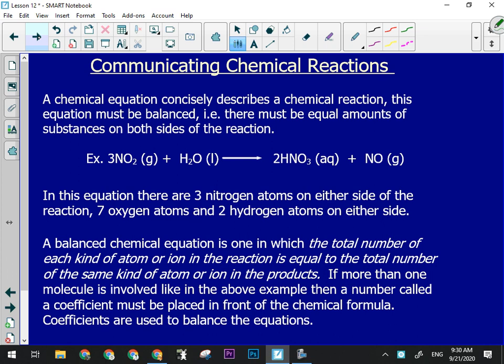How many oxygens on this side? 6 plus 1 is 7. Okay, and there's how many hydrogens here? 2. How many here? 2. Okay, so it is balanced.